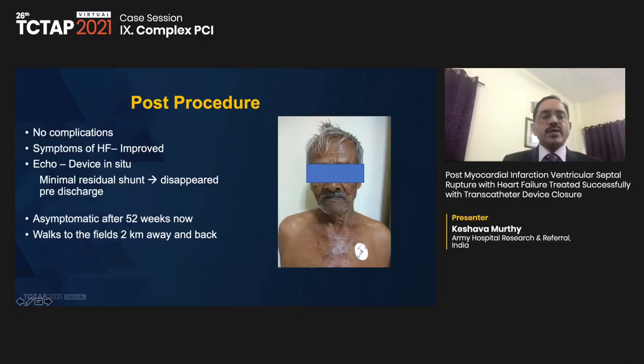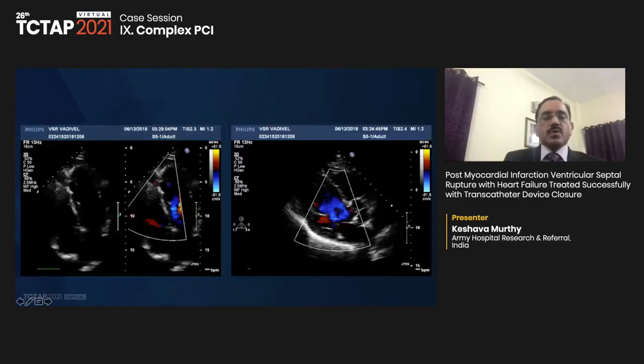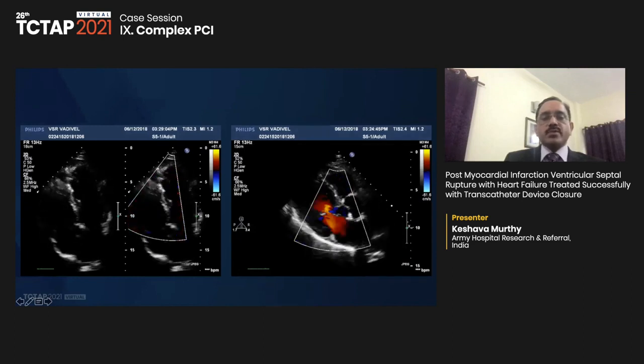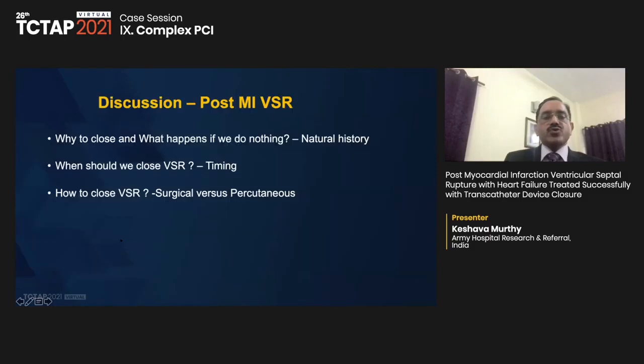This is more than 1 year now after the procedure. He remains absolutely asymptomatic. He walks to the fields 2 kilometers away and back. This is the follow-up echo, where you can see the device well seated with normal LV function, no shunt across.